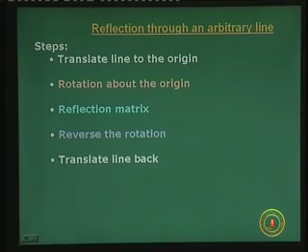So, look back at the board, there are 5 different stages. Translate the line to the origin if the line is not passing through the origin. If it is passing through the origin, the first and the last step may not be necessary. Otherwise, generally, translate the line to the origin, rotate the line about the origin, reflect, use the reflection matrix to reflect the object or the point, reverse the rotation, then reverse the translation as well.